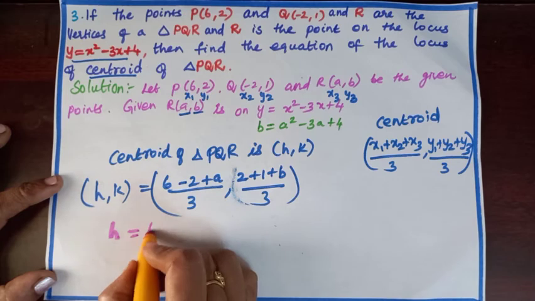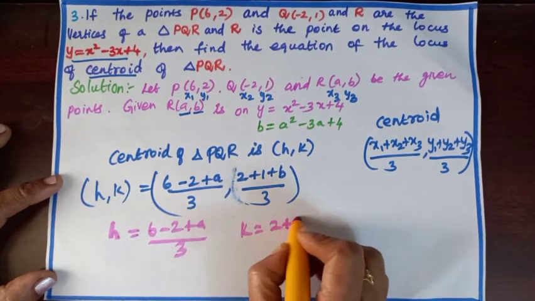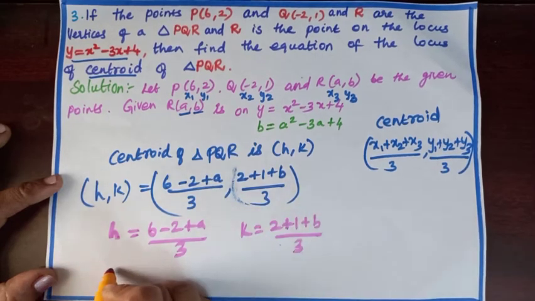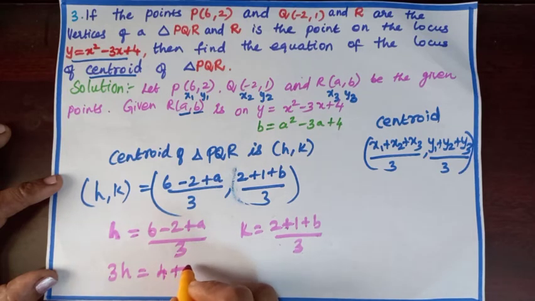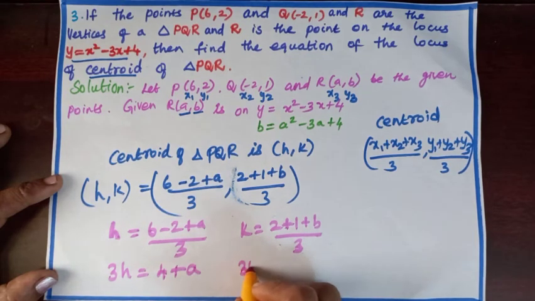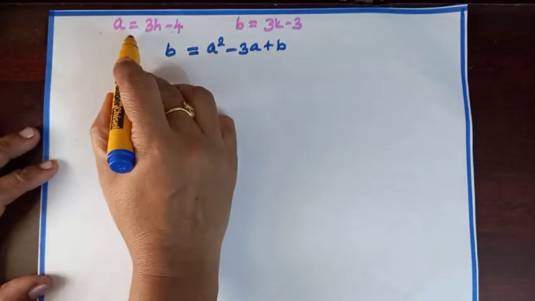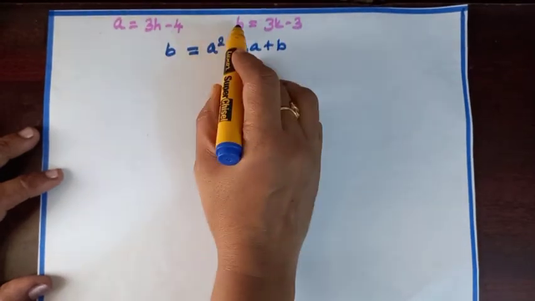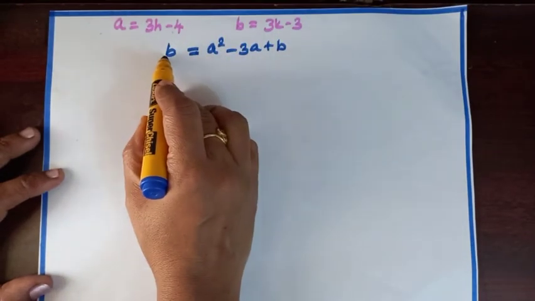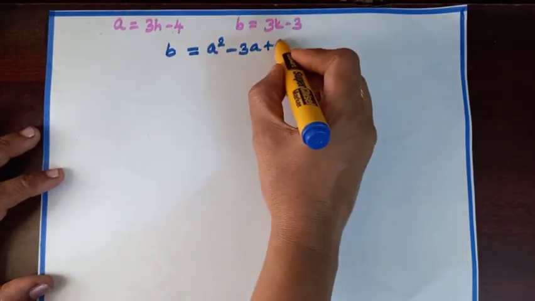h equals (6 minus 2 plus a) by 3, k equals (2 plus 1 plus b) by 3. 3h equals 6 minus 2 is 4, 4 plus a. 3k equals 2 plus 1 is 3, 3 plus b. a equals 3h minus 4, b equals 3k minus 3. Substitute a and b values in equation 1. That equation is b equals a square minus 3a plus 4.